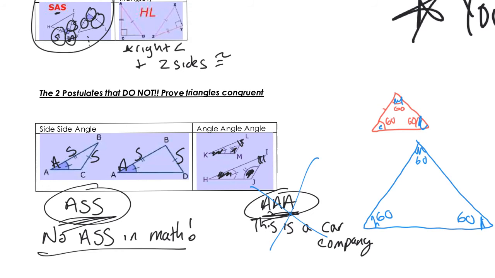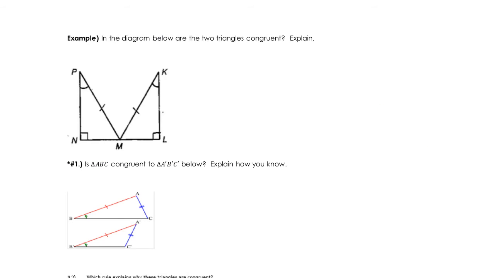Let's see how we would do this in an example, and then you'll try on your own. So today we're just going to look at diagrams and figure out which postulate we'd use. So there's side, side, side, side, angle, side, angle, side, angle, angle, angle, side. Those are our 5 options. And hypotenuse leg, but it's not going to come up today because I'm not going to do that yet.